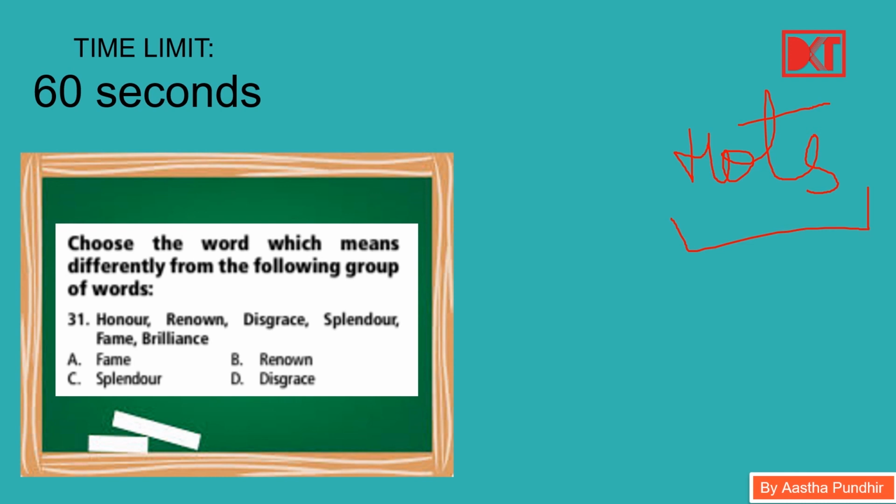So here the answer is D, disgrace. The other words, honor and renown, fame, splendor, all of them mean being famous for something and being popular for something. Disgrace, however, means someone or something that is not appropriate, something that you're not proud of.